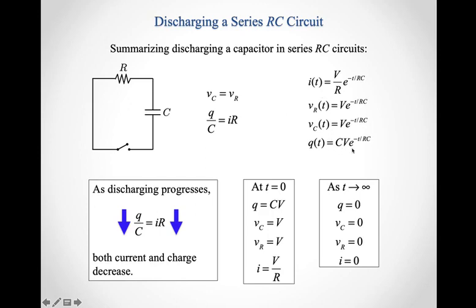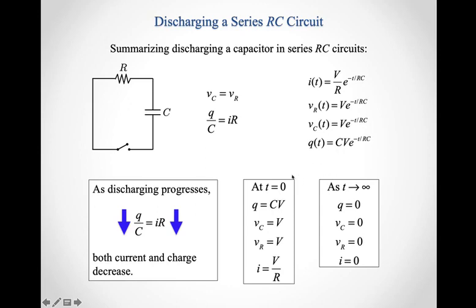The various expressions, again, they've all got the same e to the minus t over RC term, and the only thing that's really different is what's this initial constant sitting out front. For the current, it's V over R. For the two voltages, it's just the initial voltage of the capacitor. And for the charge, it's the voltage of the capacitor initially times the capacitance of the capacitor.